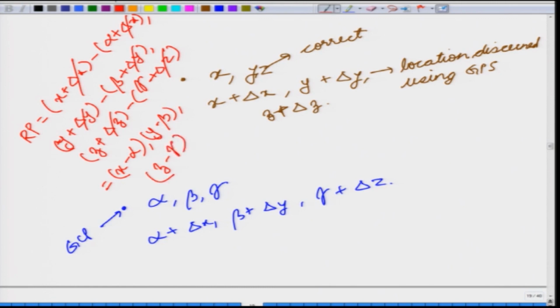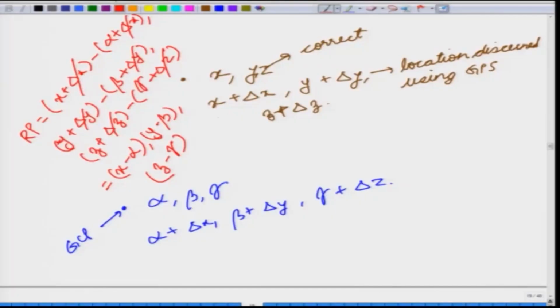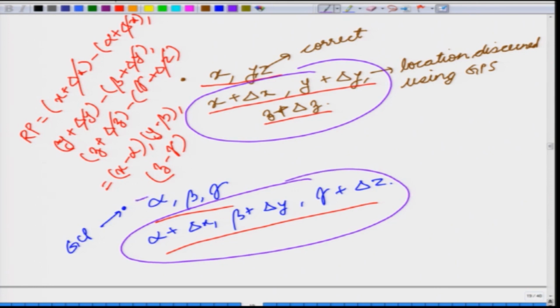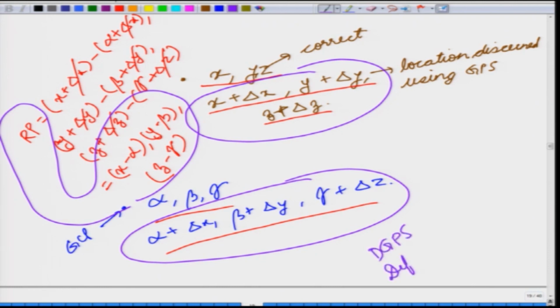Now, in this case, because you are just taking these two readings and you were actually at the location x, y, z, but you were measuring x plus delta x, y plus delta y, z plus delta z, and similarly in these locations. But then when you want to find out the relative position if you find it out using your measured readings, then that will be the same as your actual relative position, and this is a process that is known as a DGPS or a differential global positioning system. So, what is a differential GPS?